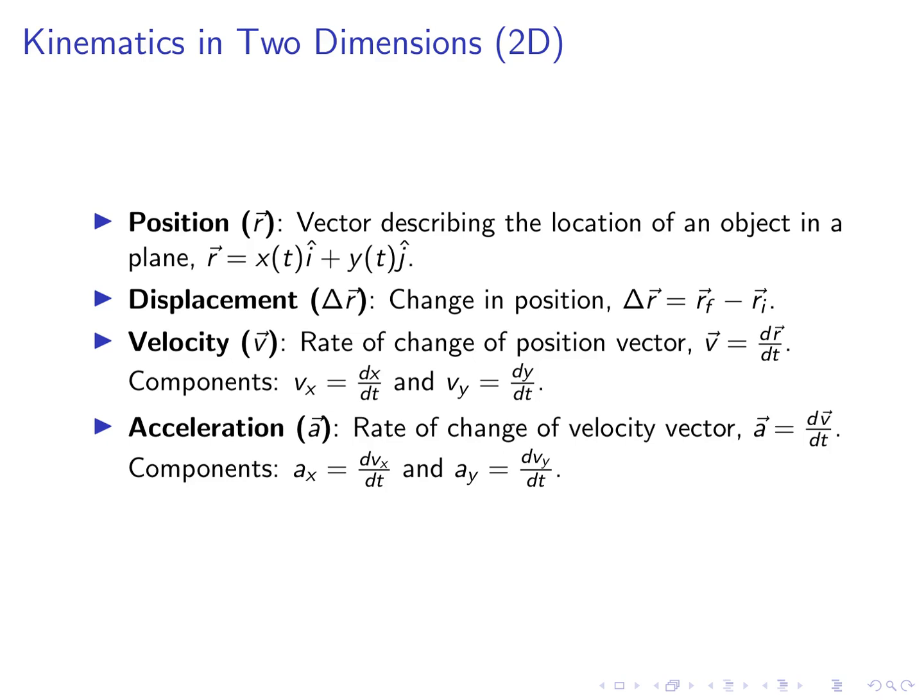In 2 dimensions, position is a vector describing the location of an object in a plane. It is given by r equals x of t times i hat plus y of t times j hat. Displacement is the change in position vector, and velocity is the rate of change of the position vector. Its components are the derivatives of the position components with respect to time. Acceleration is the rate of change of the velocity vector, with its components being the derivatives of the velocity components with respect to time.